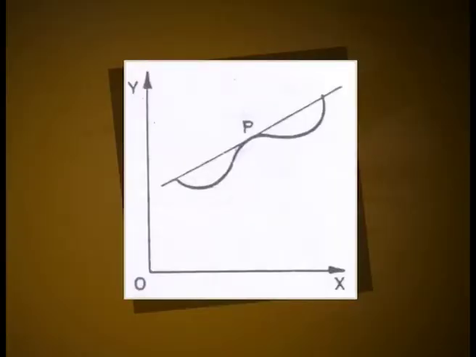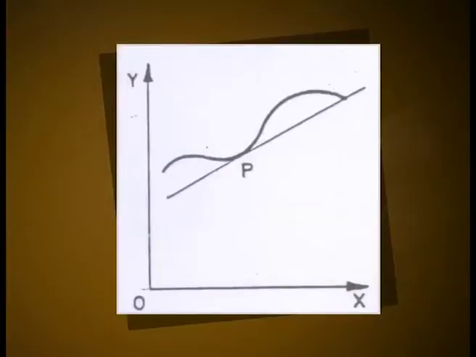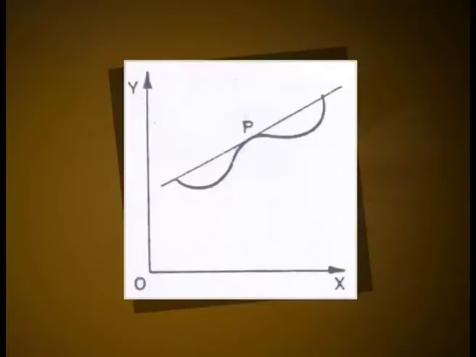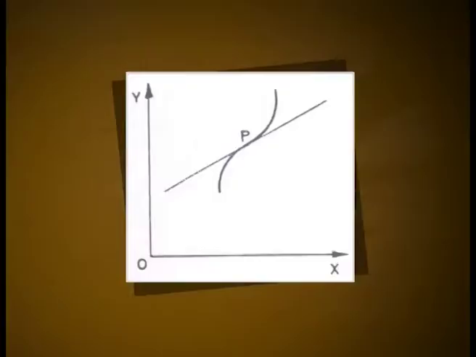Second one, there is a portion of the curve on both sides of P, however small it may be, which lies below the tangent at P, that is towards the negative direction of the y-axis. In this case, we say that the curve is concave downwards or convex upwards at P, see figure 1b. Thus, the curve is concave upwards at P in figure 1a and is concave downwards at P in figure 1b. Also, the curve in figure 1c has a point of inflection at P.